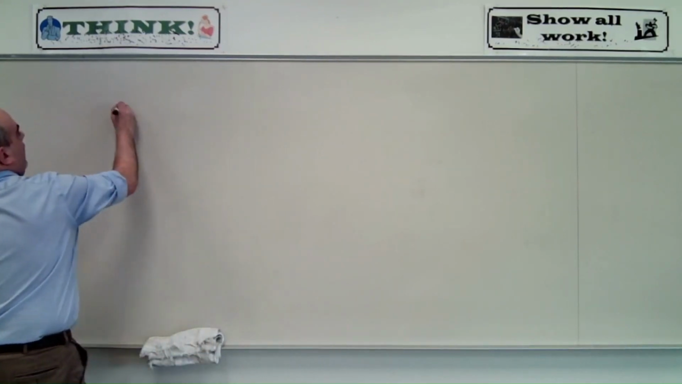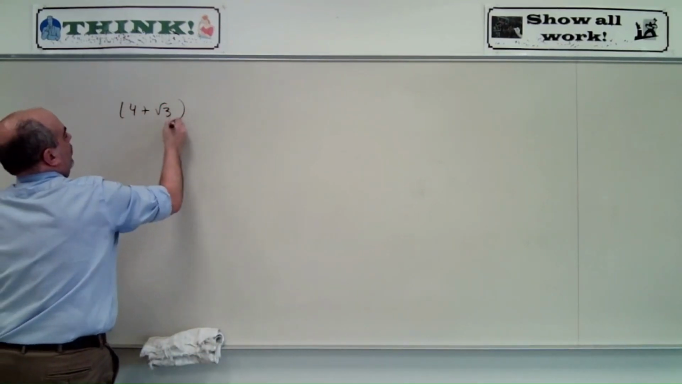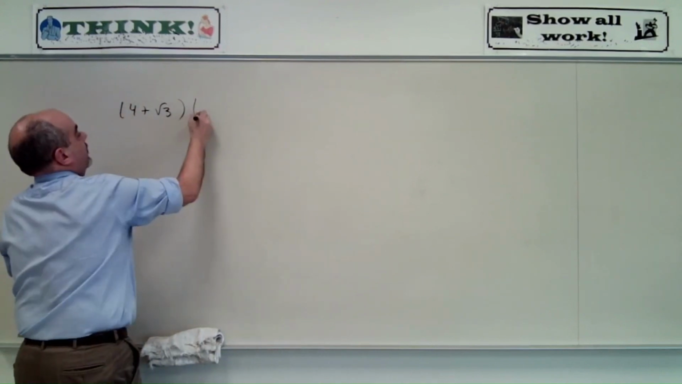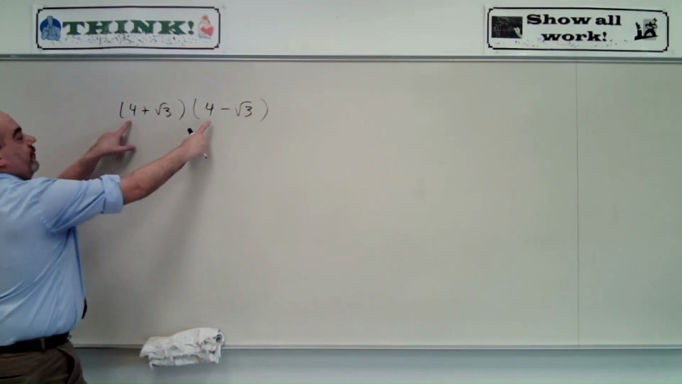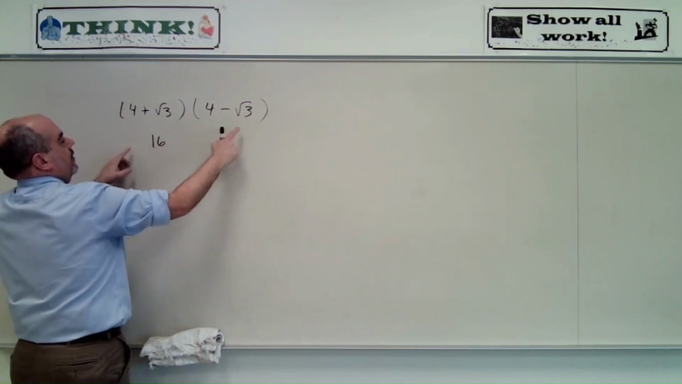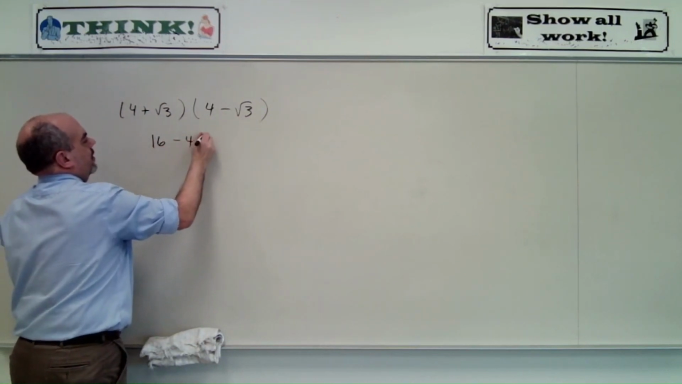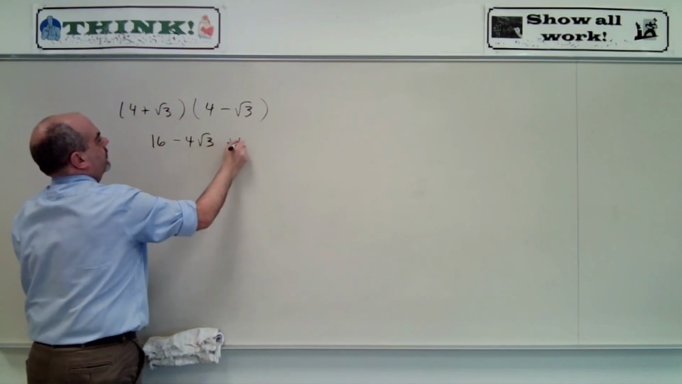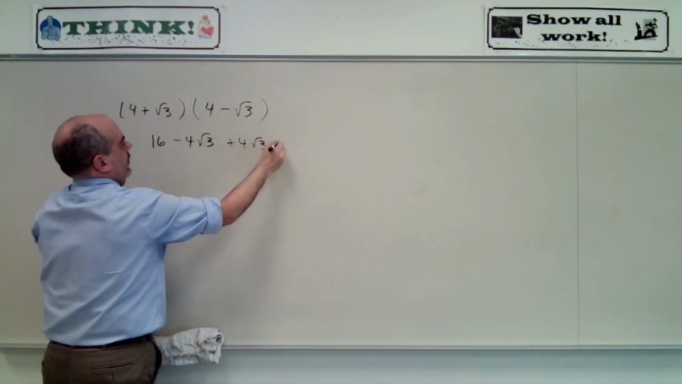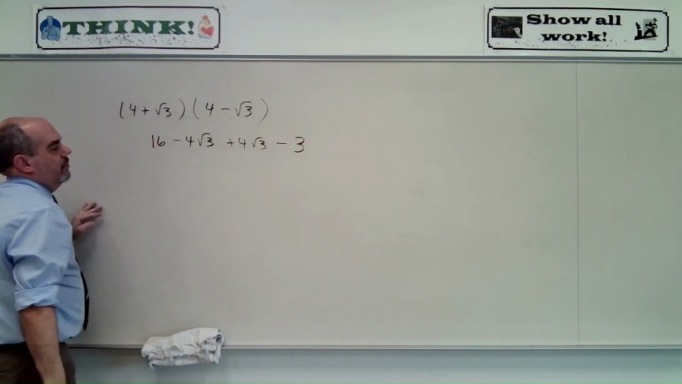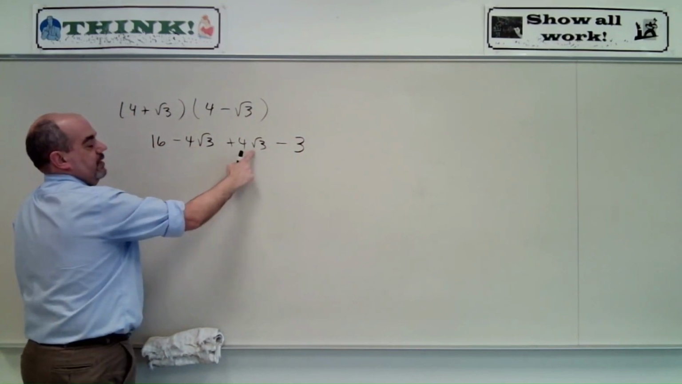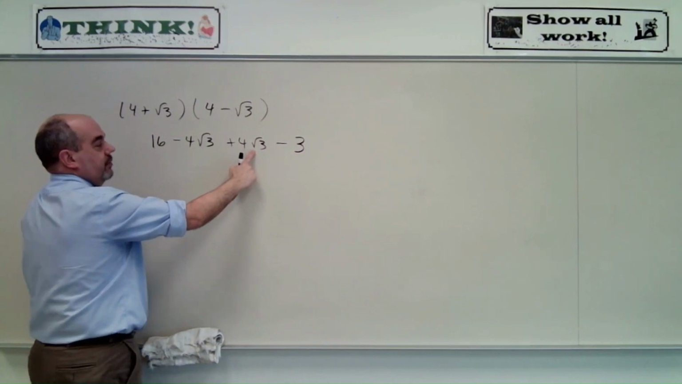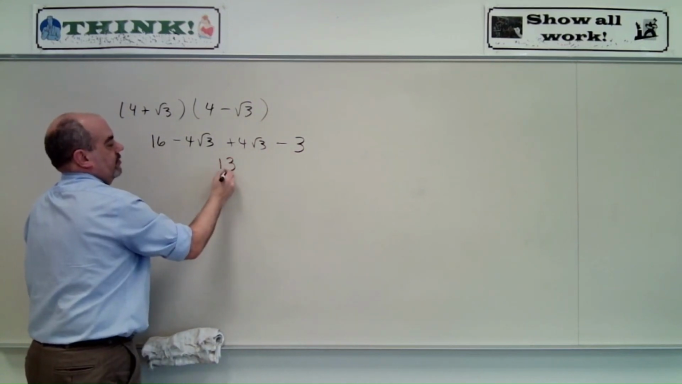Let's get started. In a previous video, we talked about FOILing radical expressions. So let's take a look at this example. We know that we're supposed to do the first term, the outside term, the inside term, and the last term. If we add like terms at this point, we'll see that the negative 4 square roots of 3 and the positive 4 square roots of 3 become 0. This is going to be 13.